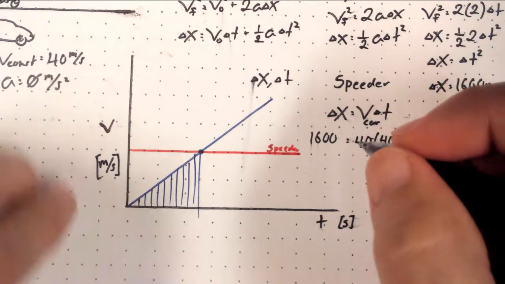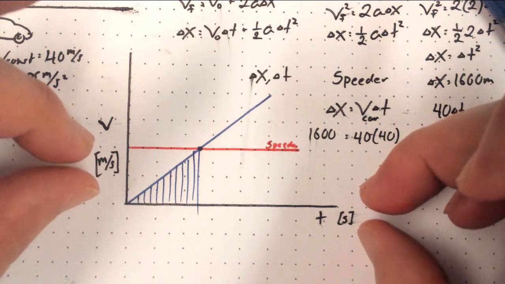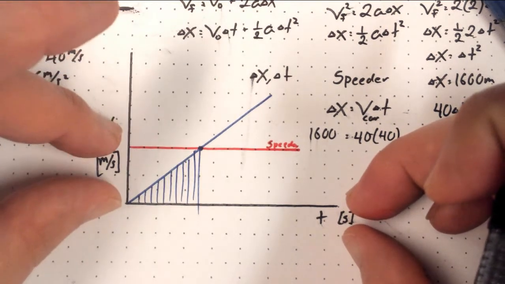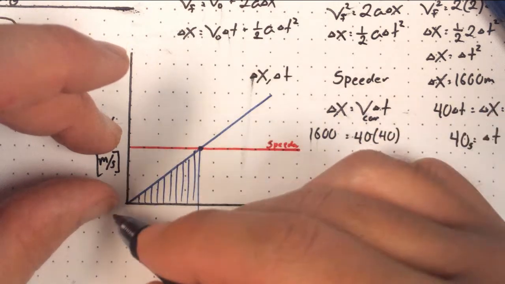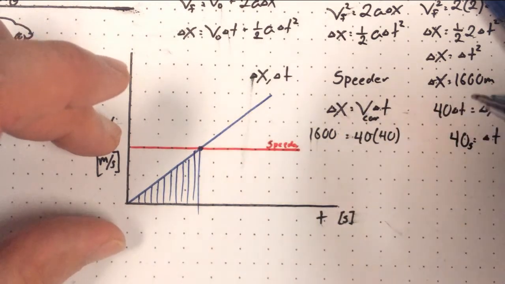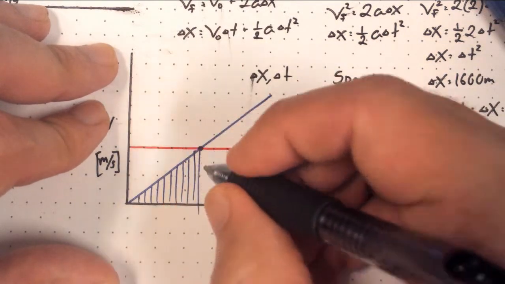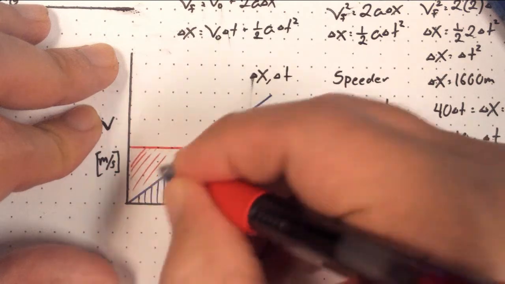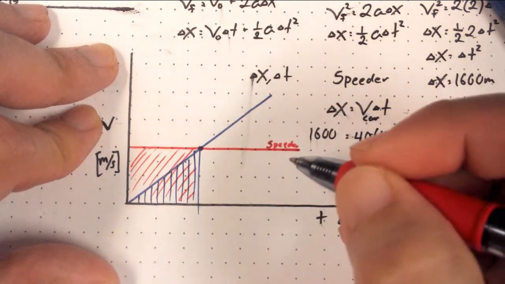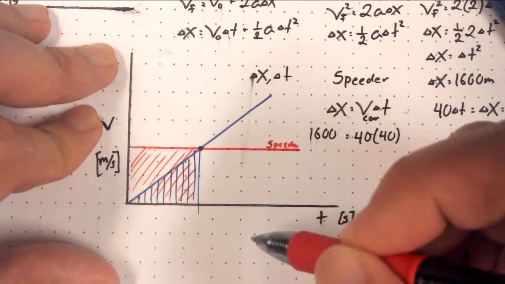Okay? And so the area is going to be base times height for squares or rectangles, and that's going to be meters per second times seconds. Well, for the area of a triangle, it's going to be base times height divided by 2. And so the area here for the triangle would be how far you went. Well, if we look at the area for the triangle compared to the area of the rectangle for the speeder right now, we can see that the speeder has more area than the cop.